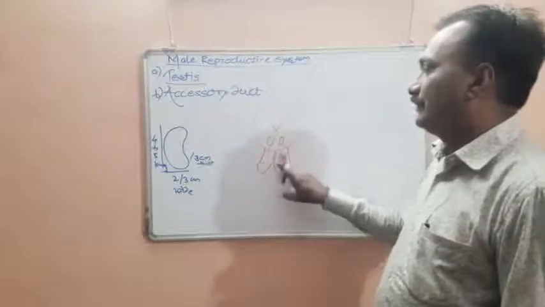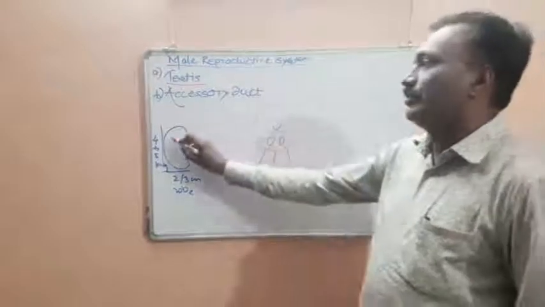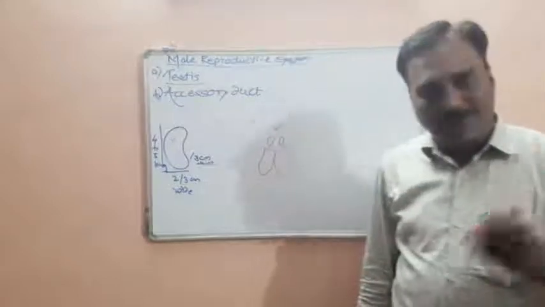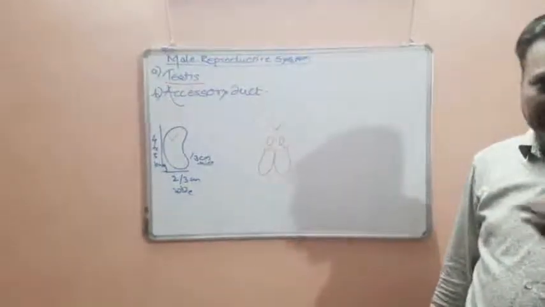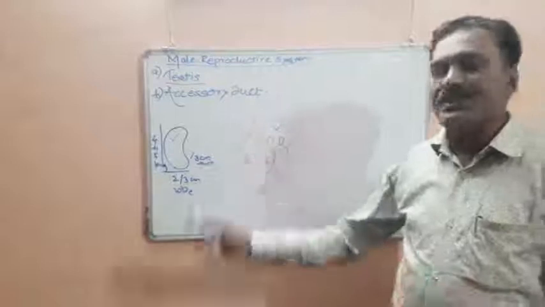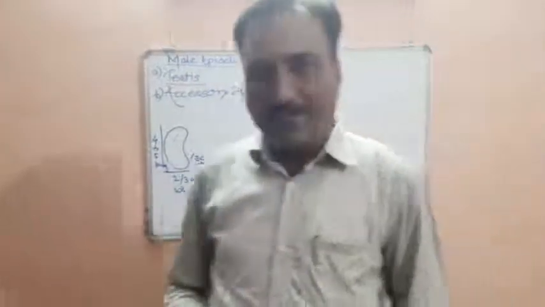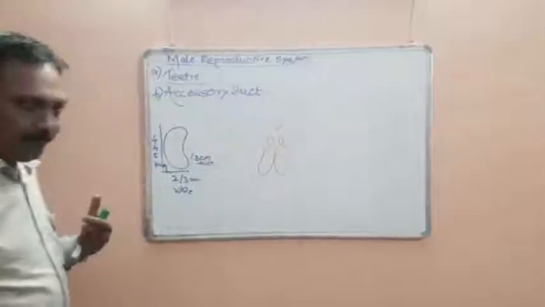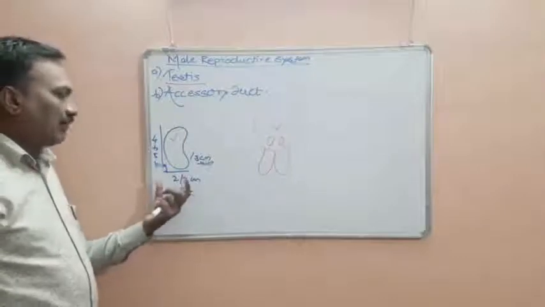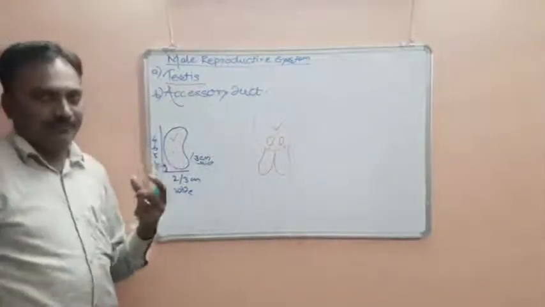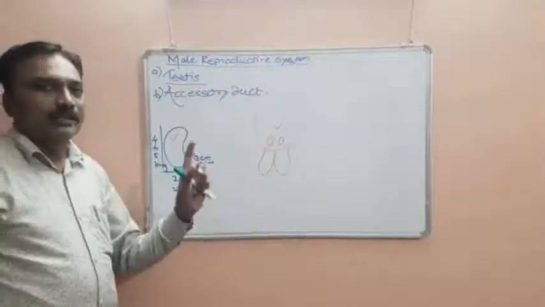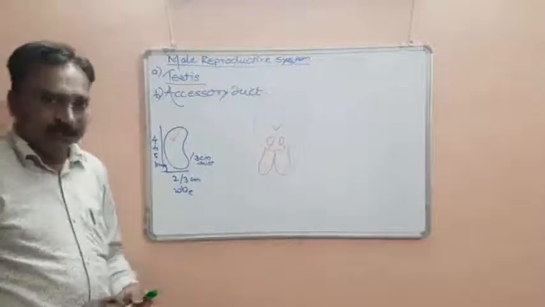So in the mature male, in the scrotum, the pair of testes are there. The main function of the testes is to produce the male gametes, that is sperms. The testes are kidney shaped, about 4 to 5 cm long, 2 to 3 cm wide and 3 cm in thickness. That is the size of the testes. Such two testes are present in the male reproductive system.